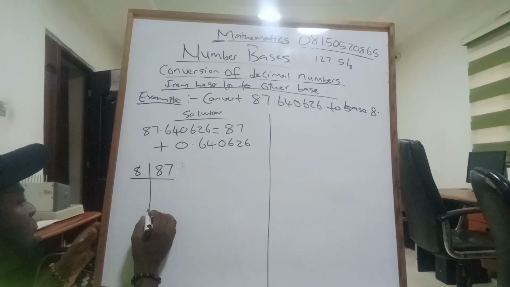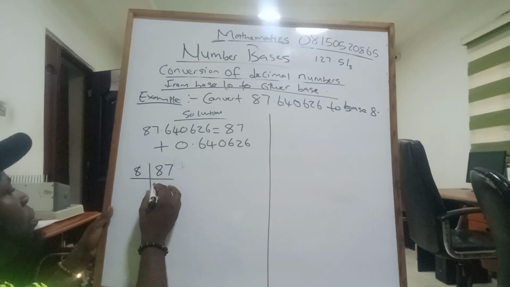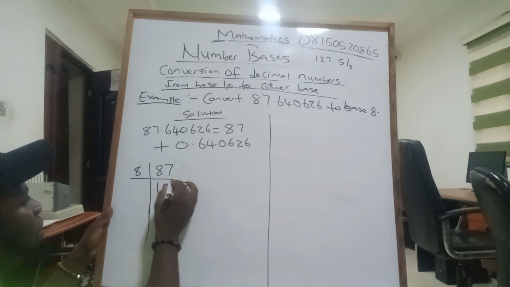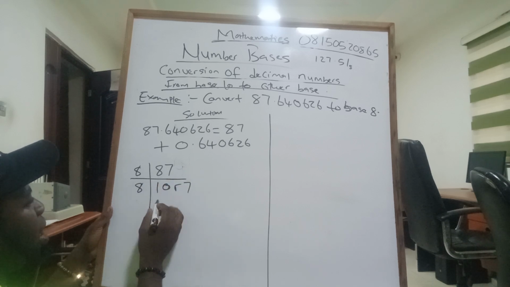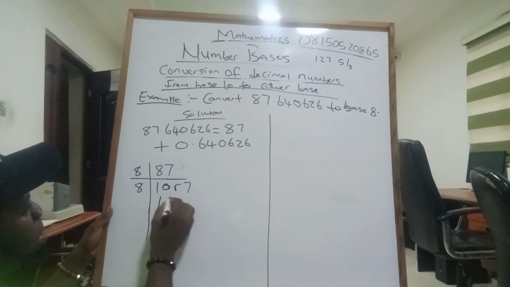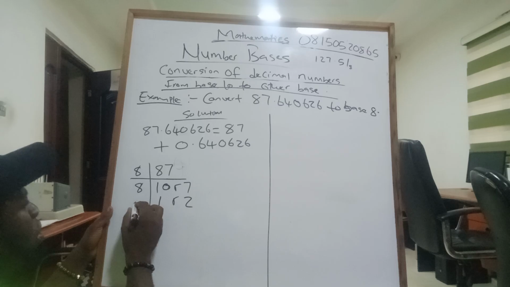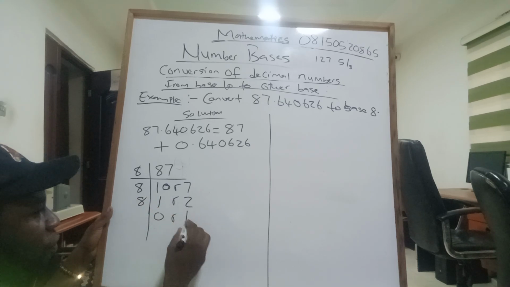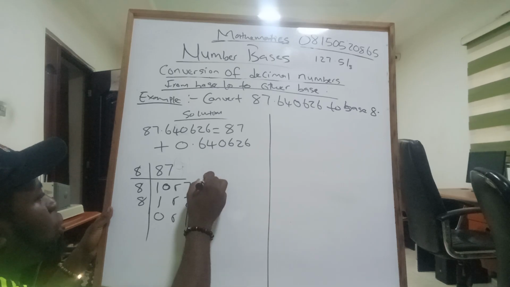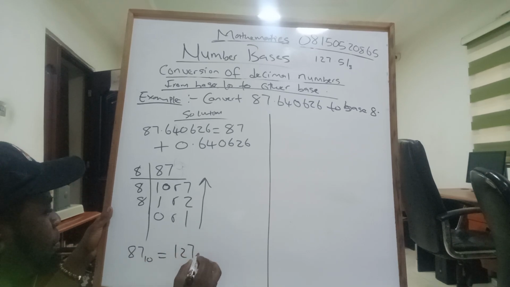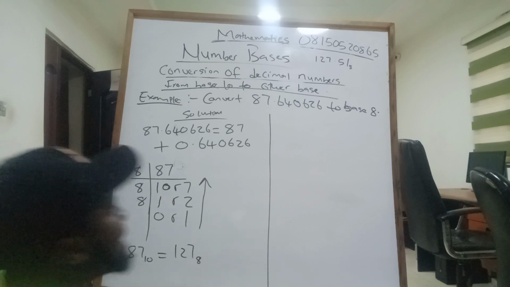So we keep dividing. 8 in 87, we have 10, remainder 7. We go again. 8 in 10, that is 1, remainder 2. You go again, this one will give us 0, remainder 1. You carry this one, 1. Don't forget the law: under this place, the arrow goes up. So therefore 87 base 10 is equal to 127 base 8. So that has been ascertained.